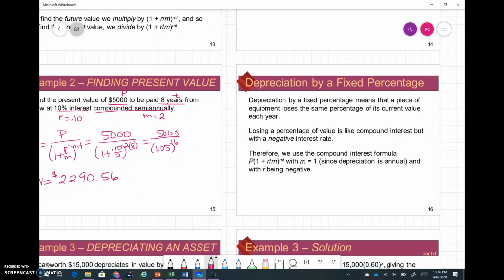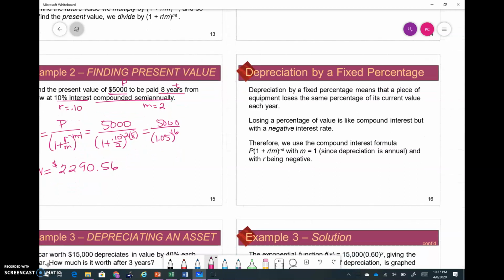Now, let's talk about depreciation. Depreciation by a fixed percentage. Depreciation means that something is going down in value. If we're depreciating by a fixed percentage, that means a piece of equipment loses the same percentage of its current value every single year. So losing a percentage of value is like compound interest, but with a negative interest rate.